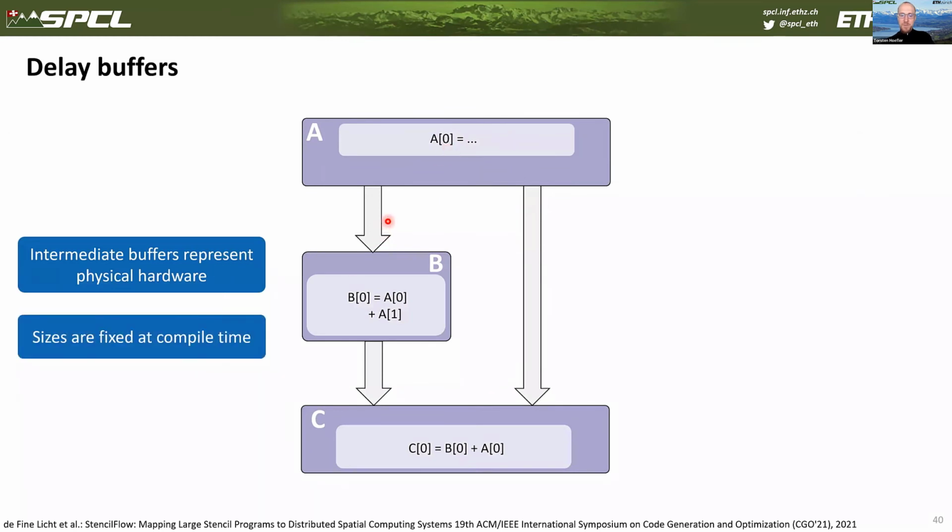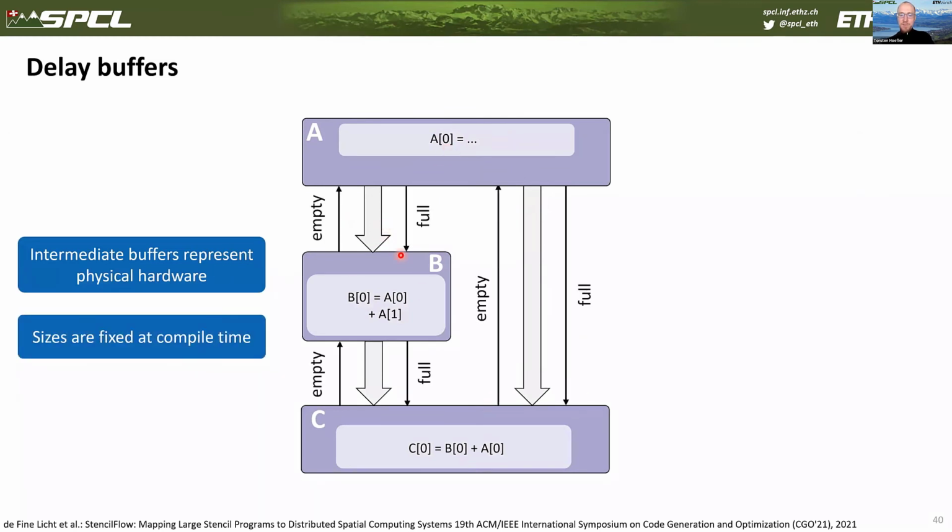And we have intermediate buffers, right? So let me just show the buffers. So we have a stencil B that consumes 2 elements and produces 1 element. And we have a stencil C that consumes 2 elements and also produces 1 element, but it doesn't matter. So now let's say we produce A0 here.